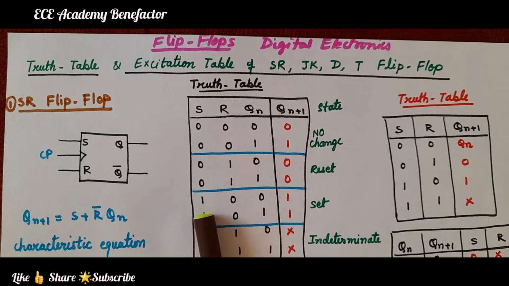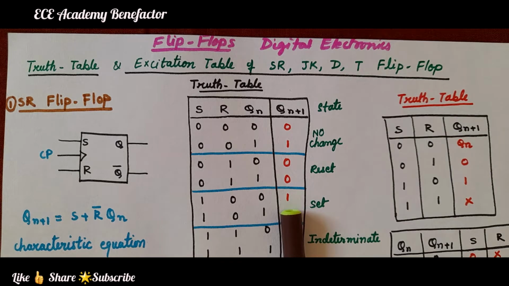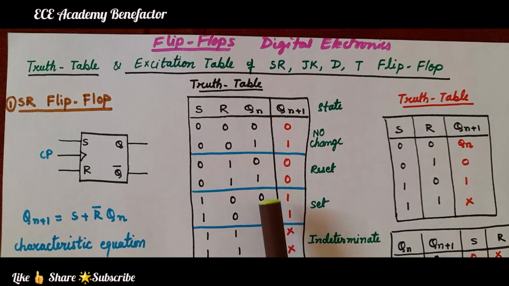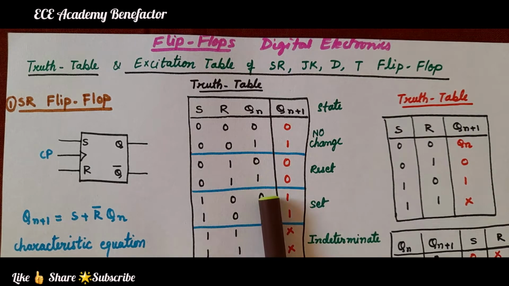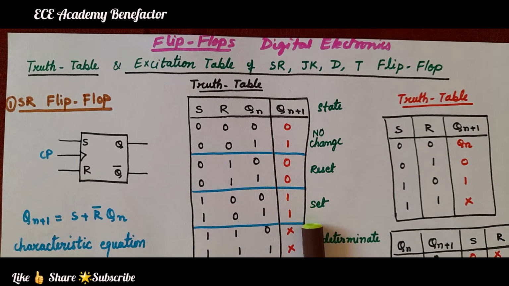Now, S is 1, R is 0. In this state, Qn plus 1 is known as set, 1. S is 1, R is 0, set state, output will be 1. It is again not depending on Qn. Okay. If S is 0, it is known as reset state. If S is 1, it is known as set state.